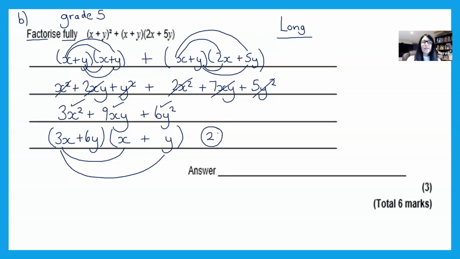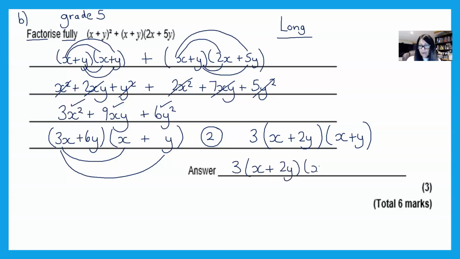So hopefully now you can see I can factorize that first bracket. So what's the highest common factor of 3 and 6? Well, it's 3, so I can take out a common factor of 3, and I'm left with x in there because 3 times x is 3x, and I'm left with a plus 2y. 3 times 2 is 6y, and I've still got my second bracket. So that is my final answer to get me all 3 marks.